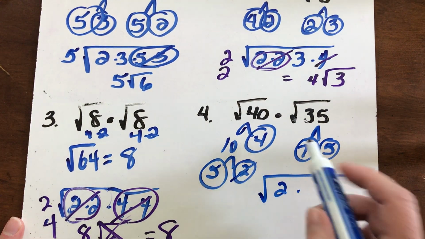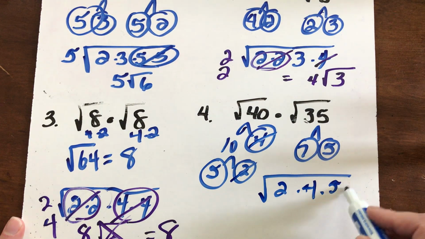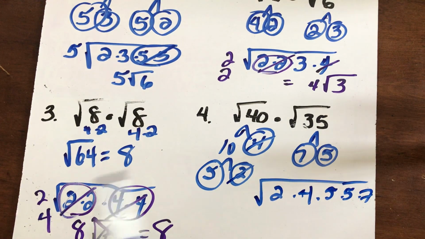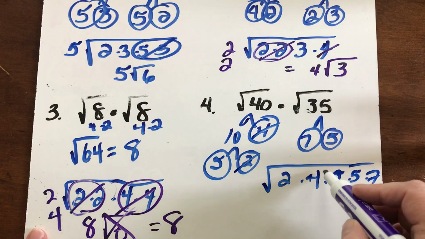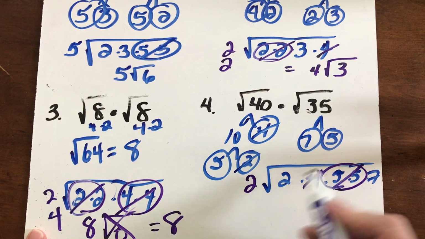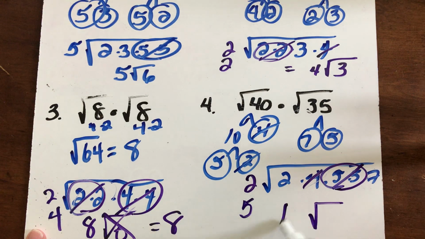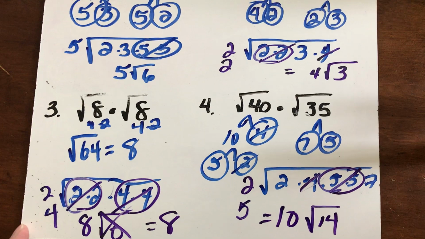And if you need to, scratch them out as you put them down in order so you don't mess up. So I have a 4. I have 2 5s. And then I have a 7. So square root of 4 is 2. Then I have a pair of 5s, which is a 5. And then on the outside, 2 times 5 is 10. And what's left on the inside, 2 times 7 is 14. So that'd be your answer on that one.